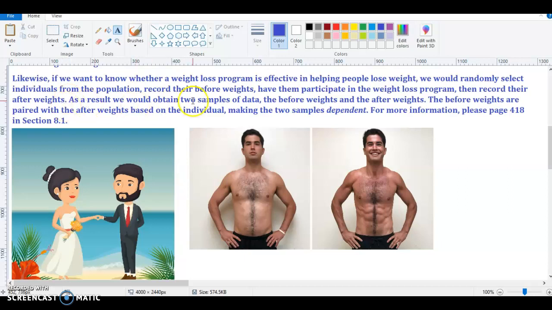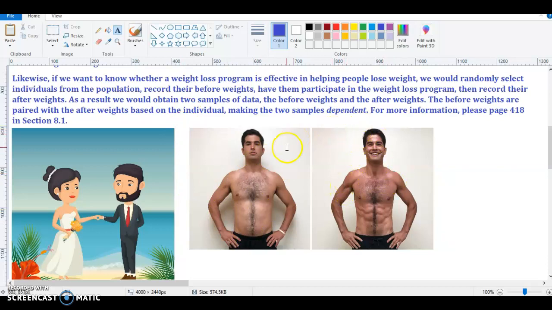So again, if you want to measure the effectiveness of a program like a weight loss program, you select individuals to participate in the study, and then you make measurements on those individuals before they do the program, and then you have the individuals go through the program, and after they complete the program, you take measurements on the same individuals. In other words, you're going to have two samples of data. One sample contains the before measurements, like the before weights, and the other sample contains the after weights.